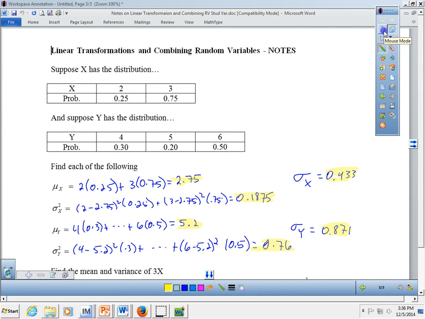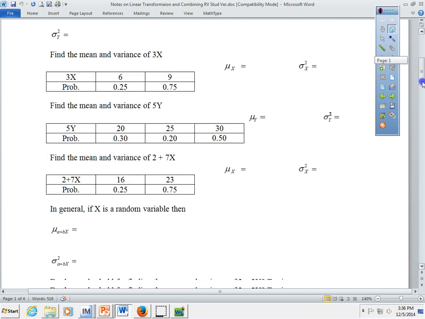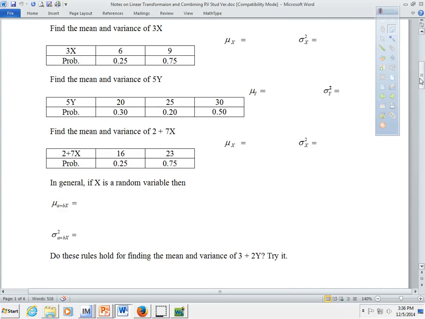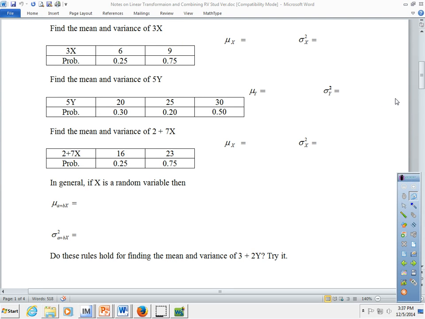All right, so let's take a look at what happens when we start manipulating some of these variables, right? So first and foremost, what if we multiply our random variable x by 3? If we take all the values and multiply by 3, then our possible values for x, instead of being 2 and 3, become 6 and 9. How does that affect our mean and standard deviation? We'll go ahead and calculate those out.